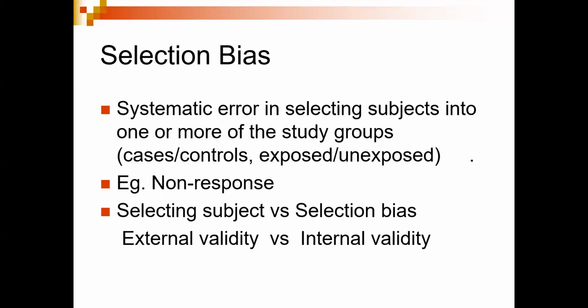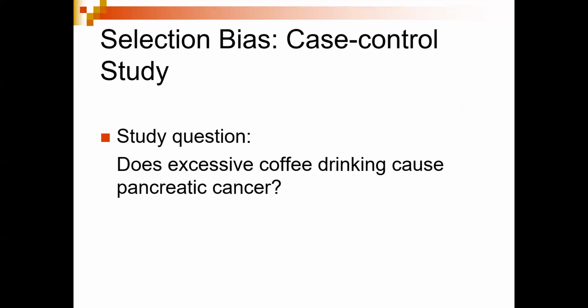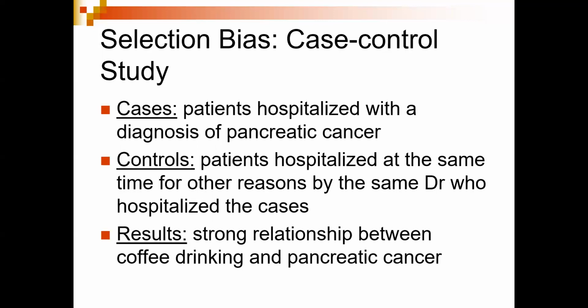I think we discussed these issues of external validity and internal validity. These are examples of selection bias. For example, this is in a case control study. What is the study question? Does excess coffee drinking cause pancreatic cancer? We have a question like this, and how do you select your cases? You select patients hospitalized with a diagnosis of pancreatic cancer.